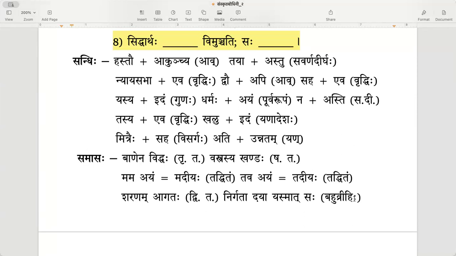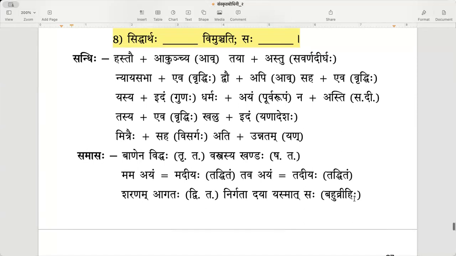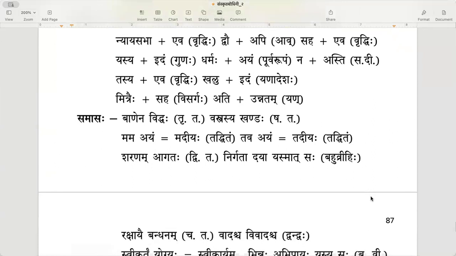न्याय सभा प्लस एव न्यायसभैव वृद्धि संधि। द्वौ प्लस अपि द्वावपि आवादेशः। सह प्लस एव सहैव वृद्धि। यस्य प्लस इदं यस्येदं गुणः। धर्मः प्लस अयं धर्मोऽयं विसर्ग संधि। पूर्वरूपं न प्लस अस्ति नास्ति सवर्ण दीर्घः। तस्य प्लस एव तस्यैव वृद्धिः। खलु प्लस इदं खल्विदं यन् सन्धिः। मित्रैः सह मित्रैः सह डबल सकार विसर्गसन्धिः। अति प्लस उन्नतम् अत्युन्नतं यन् सन्धिः। Okay, how do you want to do the samasas?